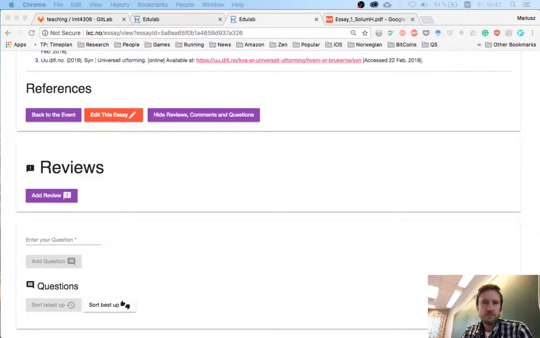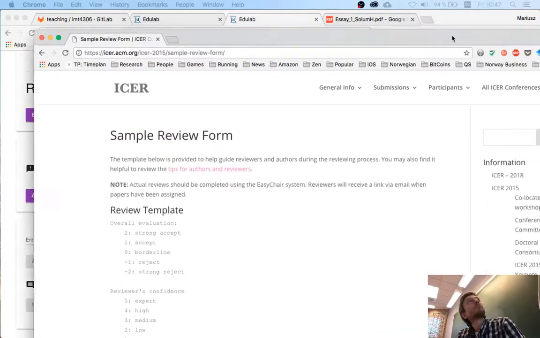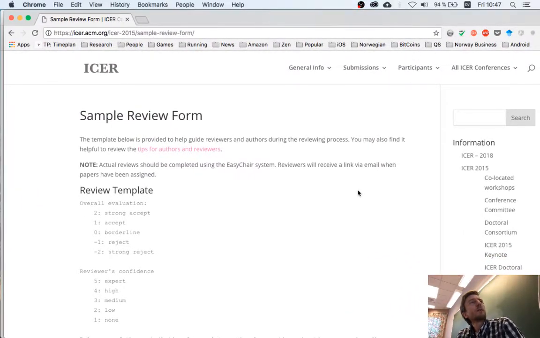So, template for... yeah. So this is usually a typical review template. So you say, what do you think overall about the article, right?